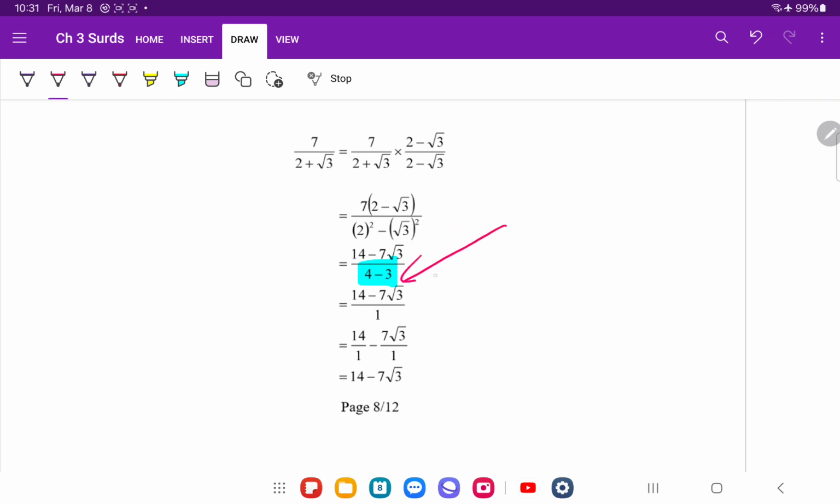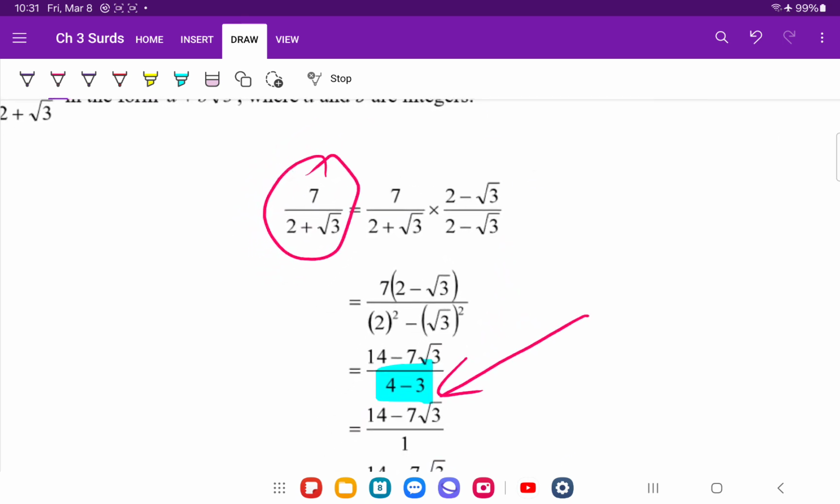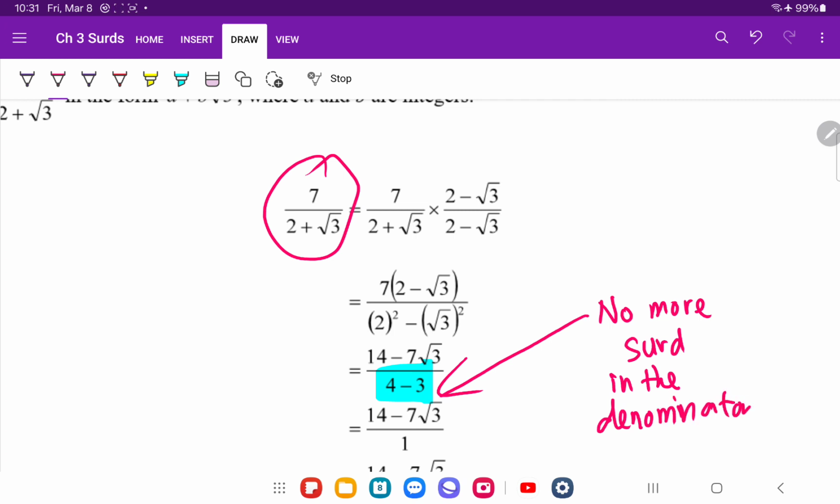Can you see that something was done to the original fraction such that there was one particular step where the denominator ended up with no more surds? Can you see? There is no more surd left over in the denominator. Agree or not? It's just a 4 minus 3, right? Very simple calculation, right? No more surds.